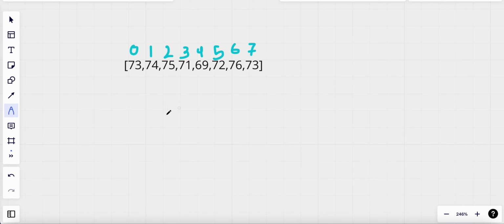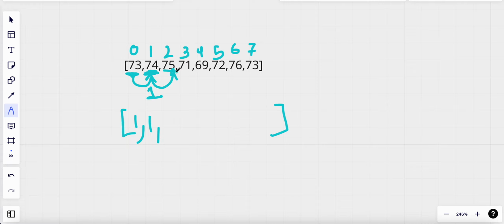So basically the problem statement is that for 73, that is at day 0, how many days do we have to wait to get a warmer temperature? After 73, the next day we have 74, which is greater than 73. So this is a warmer temperature than 73, right? So the number of days we have to wait is equal to 1. So the value here will be 1.